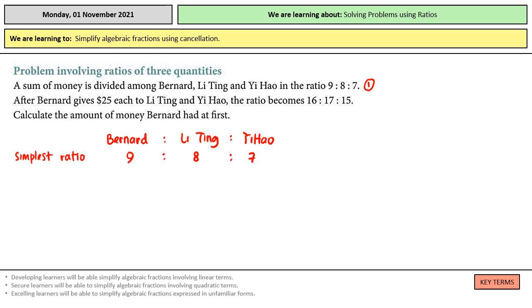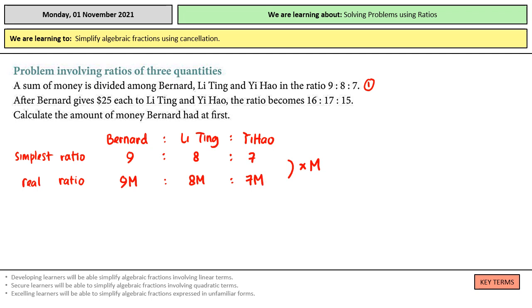The second sentence tells you what happened to the real amount. We're going to deal with the real ratio right here, and from the previous example we see that to get the real ratio they have to be multiplied by a multiplier. Let's call m the multiplier here. So Bernard's real money should be 9 times m, Li-Ting's real money should be 8 times m, and Yihao's real money should be 7 times m.